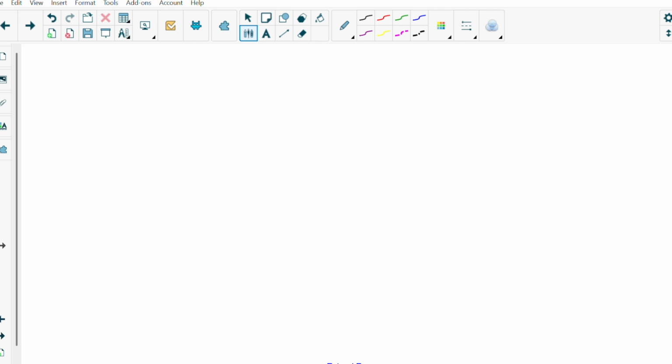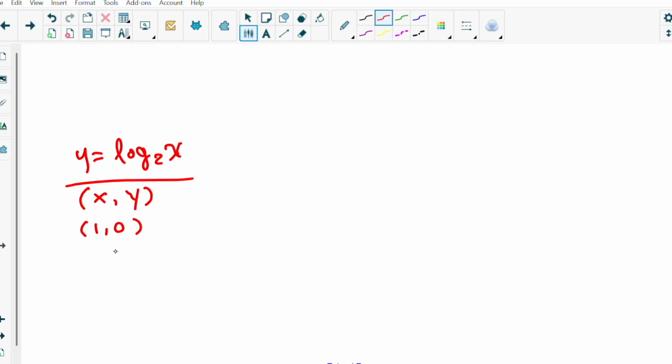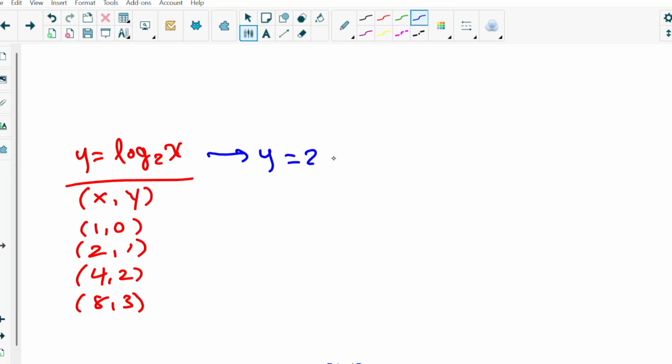On the original function, y equals log base 2 of x, I have a set of points x, y, which are 1, 0, 2, 1, 4, 2, and 8, 3. Okay, and then this is transformed to y equals 2 log base 2 of -1 times x minus 1.